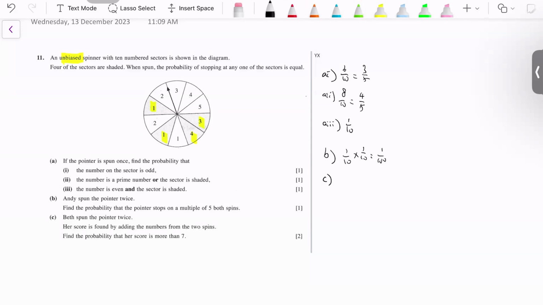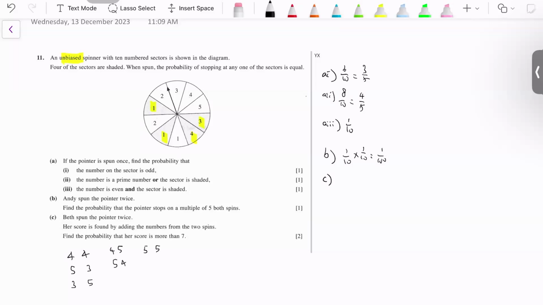The probability of getting 8 is: either both spins being 4, or the first time being 5 and the second time being 3, or the first time being 3 and the second time being 5. Next is the probability of getting 9: first time being 4 and second time being 5, or the other way around, first time being 5 and second time being 4. Lastly, in order to get 10, you must have 5 and 5.